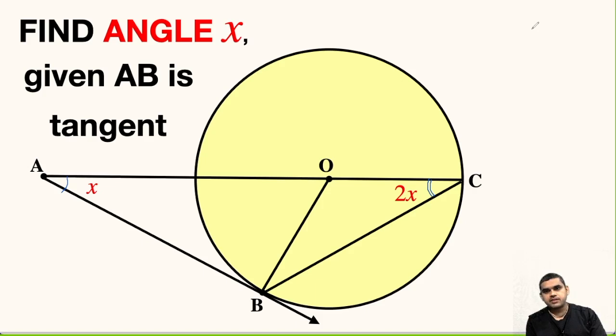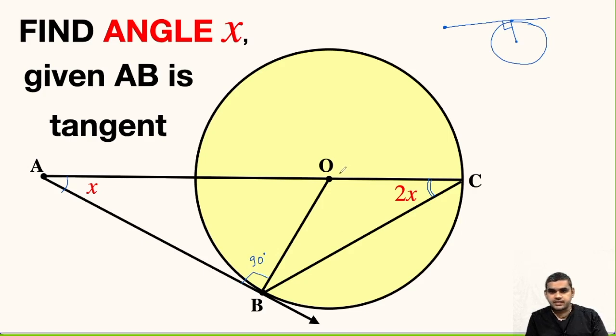In order to solve this question, first of all we must know about the property of a tangent to a circle. If we have an external point and a tangent is drawn to a circle, then the line joining the center of the circle to the point of contact is always perpendicular to the tangent. Hence, OB will be perpendicular to AB. This will be 90 degrees.